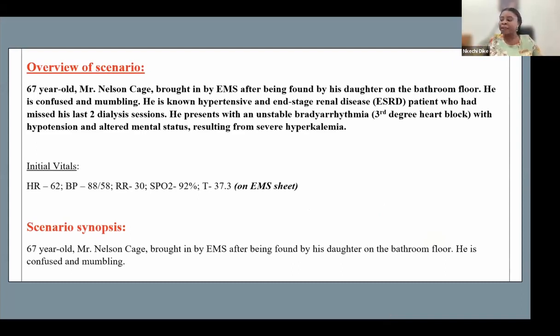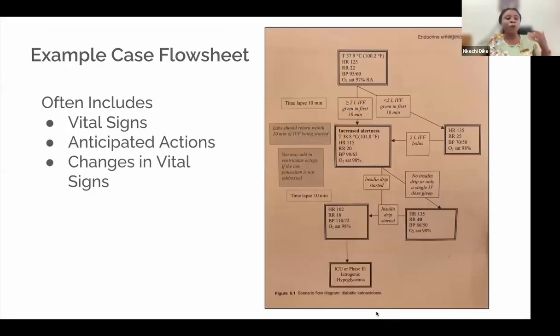However, you will find that there are flow sheets. When you go to other scenarios, you would see a case flow sheet like this, which often includes vital signs and some anticipated actions with branch points. So if the learner does this, this is what's going to happen. And then you change the vital signs as they go. However, as the learners get more advanced, they could do something totally unanticipated, and you want to be ready for that as well. But this helps and guides you along the way.